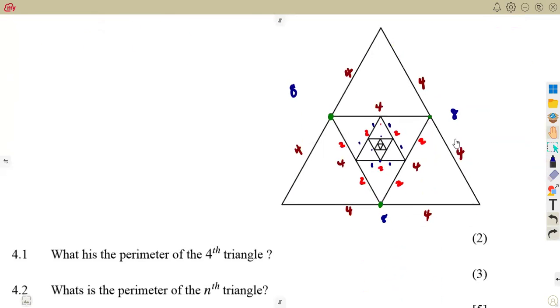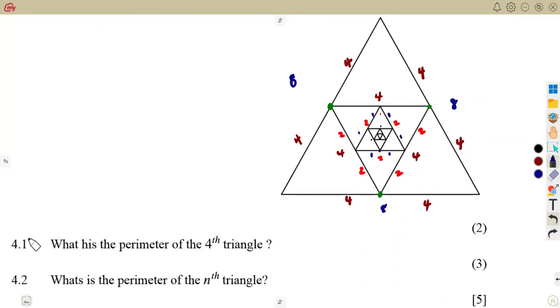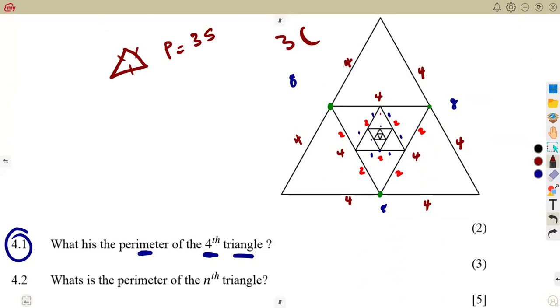So the question is, out of this information, what is the perimeter of the fourth triangle? We understand it is the perimeter of an equilateral triangle where the sides are equal. So the perimeter is simply 3 times one side, or 3 times L, which is the length of the side of the given triangle. So the fourth triangle, what will be its perimeter? We just need to know the side.